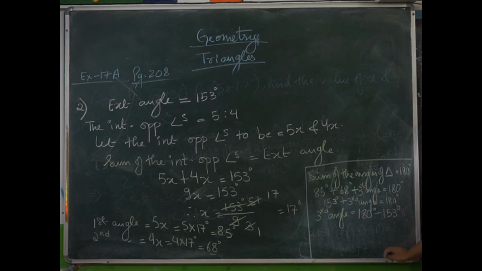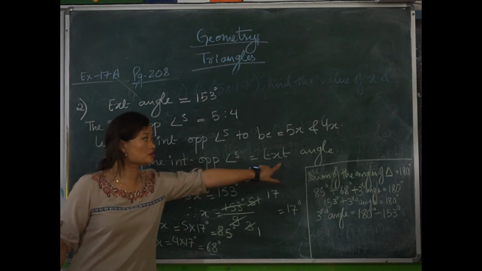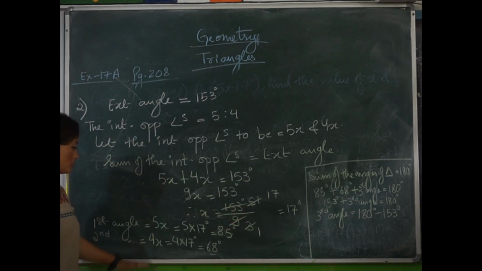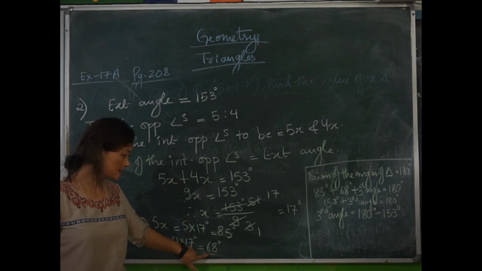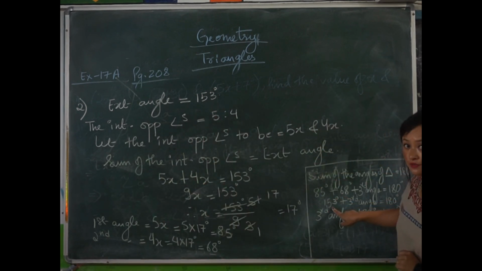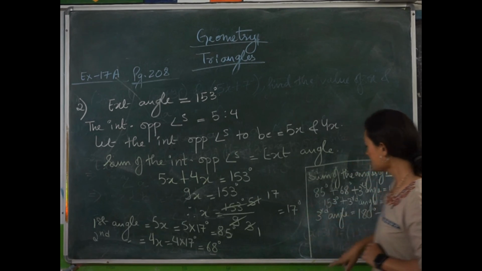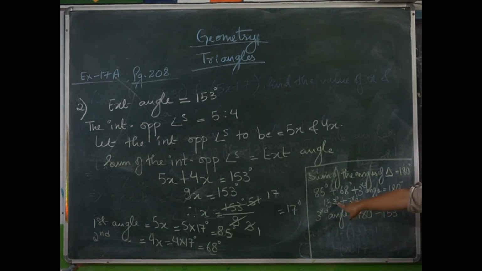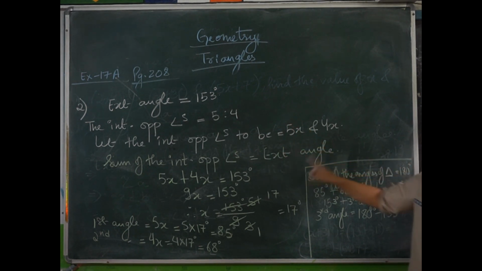Now you might be wondering, the sum of the interior opposite angles is equal to the exterior angle. So when we calculated the first angle and the second angle, which are the interior opposite angles, we got 85 and 68. When you add them, you get 153 degrees, which is equal to your exterior angle. So from here it proves that the sum of the interior opposite angles is equal to the exterior angle.